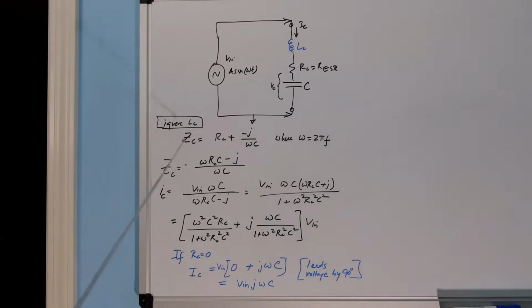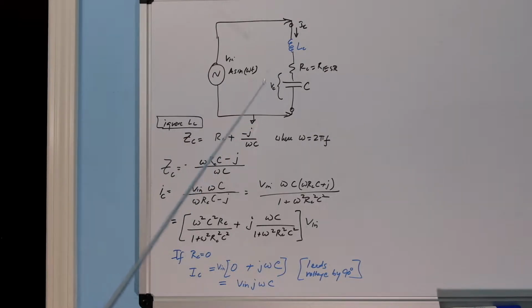If you want to compute the current, then you have Vin divided by ZC, then that becomes Vin times omega C over omega RC C minus j, and if you simplify, you get into the final equation over here, which is omega squared C squared RC over the denominator, which is 1 plus omega squared RC squared C squared, plus the j term, which is the imaginary axis term, or the reactance part of it, which you get omega C over the same denominator, times Vin.